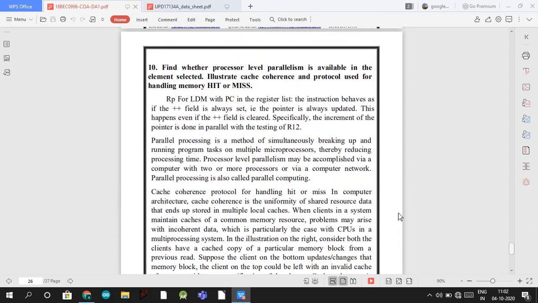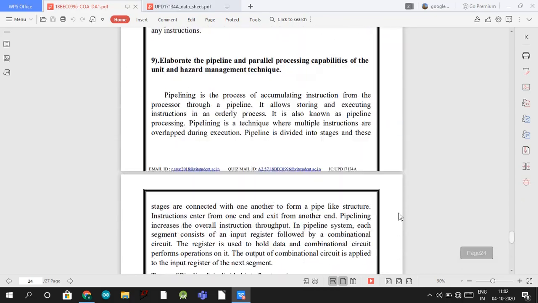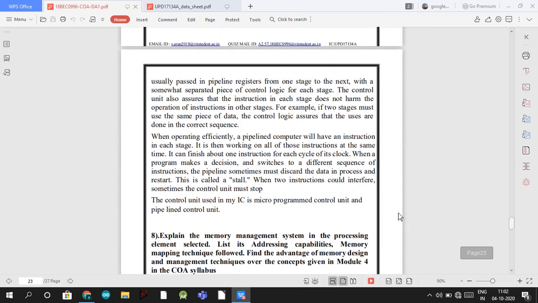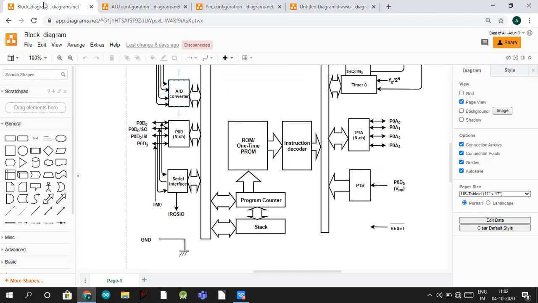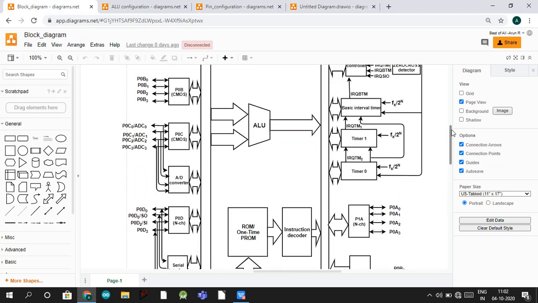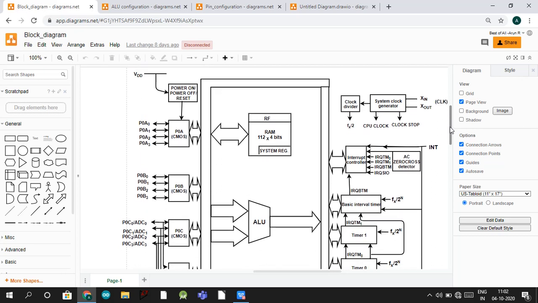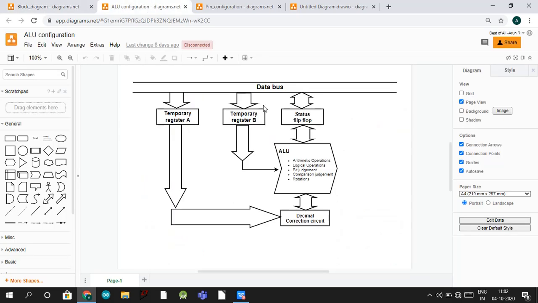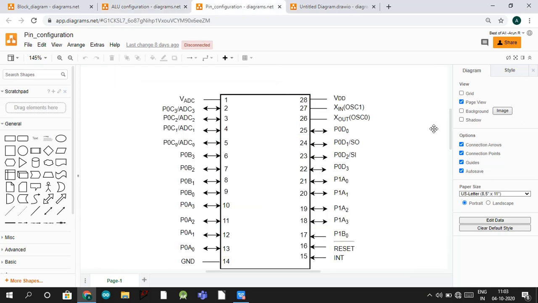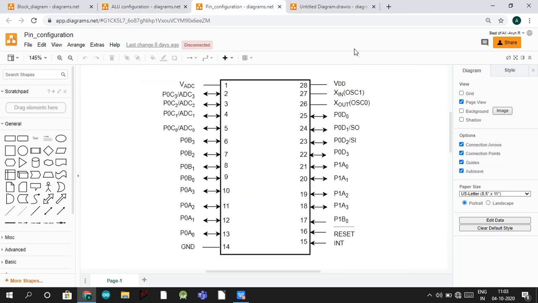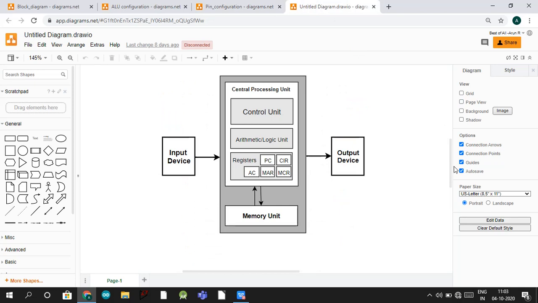Okay, let's see how I drew these block diagrams. I used the online tool called draw.io. Here you can see the block diagram of the UPD17134A, which I drew using draw.io. You can see the arithmetic logic unit, with the data bus connected with the temporary registers and the CRs. This is the pin configuration, also drawn using draw.io, and this is the Von Neumann architecture.